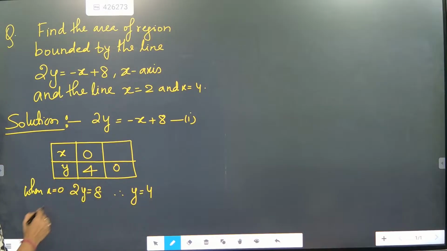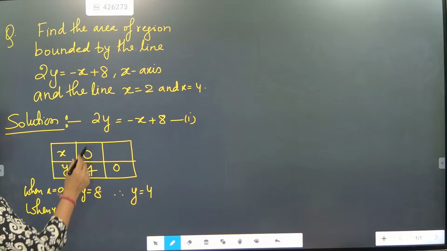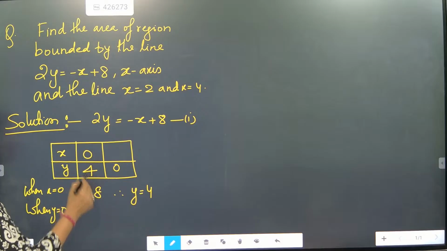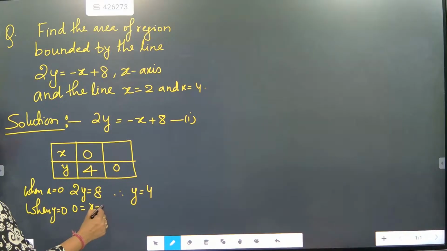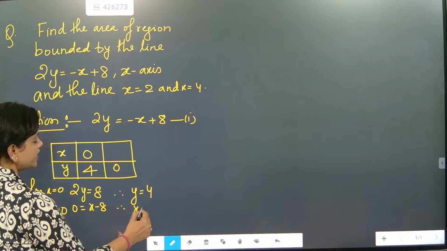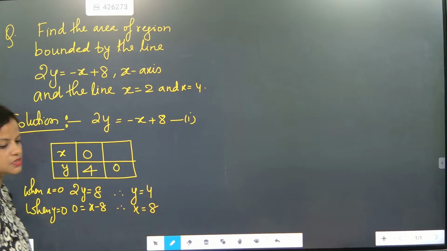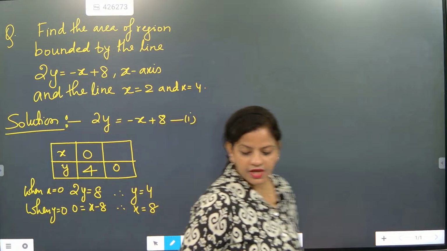Second part, when y is equal to 0, then x will be coming as 8. So 0 is equal to x minus 8. Therefore, x is equal to 8. So this is the way to draw the line. Application.